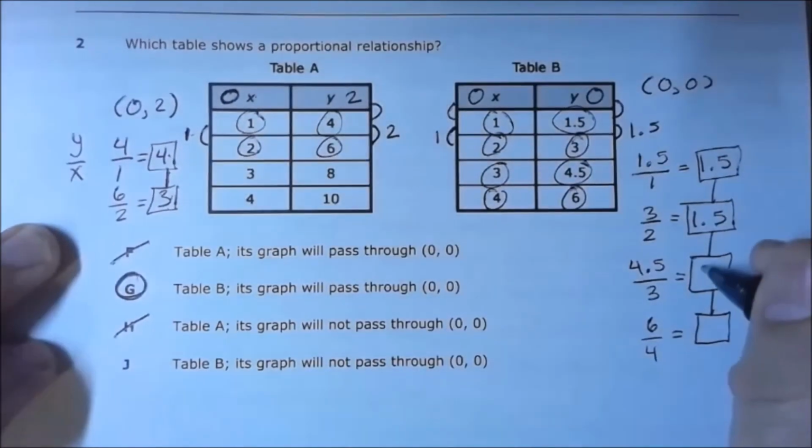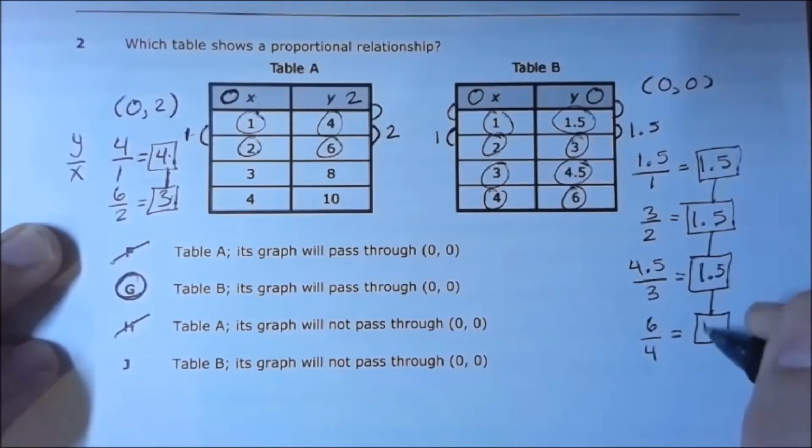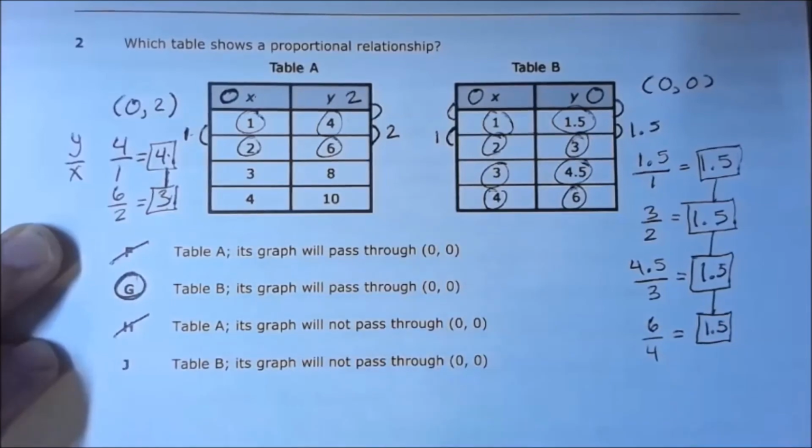So now we can go ahead and say, okay, this is 1.5. This is 1.5. They are all equal, and we call that our constant of variation. And we have confirmed that G is the correct answer.